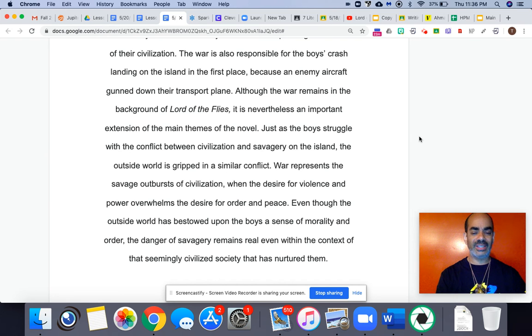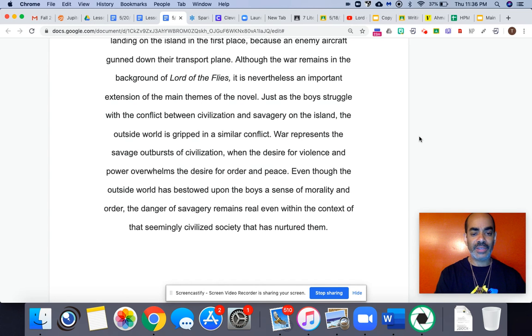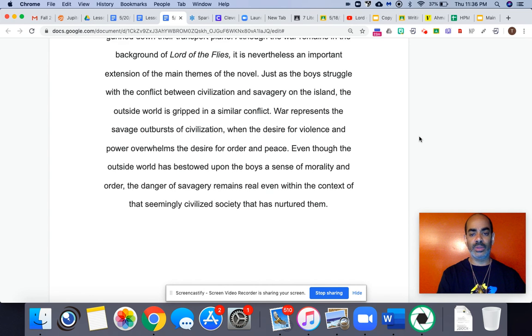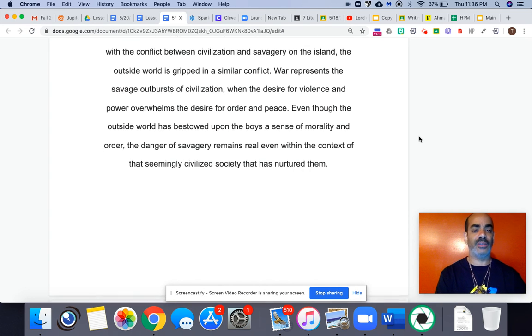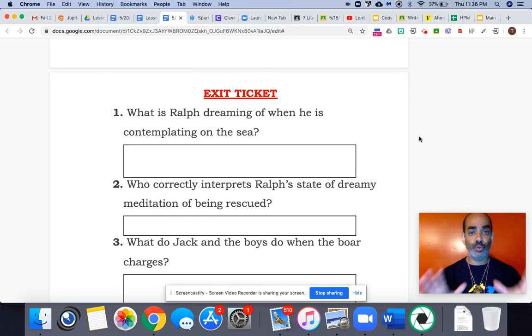Okay, so just what I said, there's a conflict of the civilized world and battle in the adult world and the child world. So is that the nature of man? Even though the outside world has bestowed upon the boys a sense of morality and order, the danger of savagery remains real, even within the context of the seemingly civilized society that has nurtured them. Okay, so that's just a review.